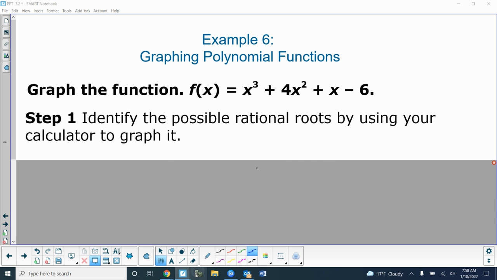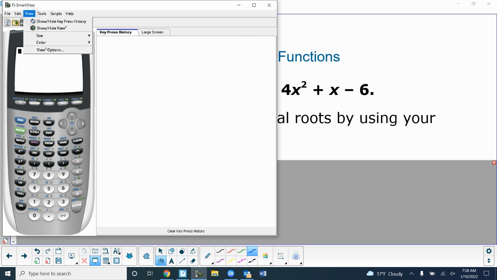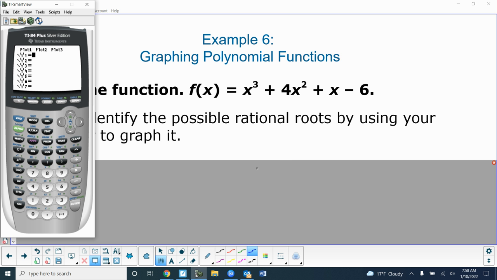So I go to my calculator, and how do I graph something in my calculator? What button do I start with? Yeah, a y equals button, right? So hit your y equals button, and just put that in there. So x to the third, you got to use this caret button here, right above divide. And then plus 4x, you got a squared button, but if you want to use the caret button for squared, you can. Plus x. Remember, x is right here, between stat and alpha, and then minus 6. Hit enter, and then hit graph.